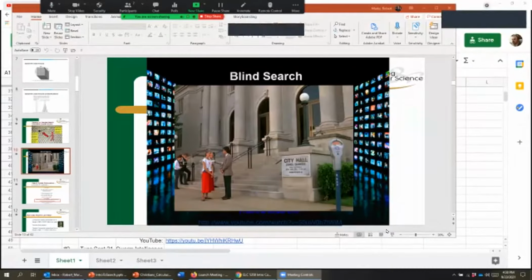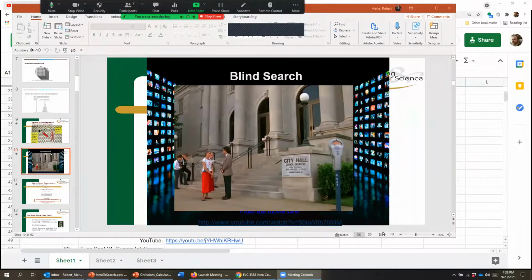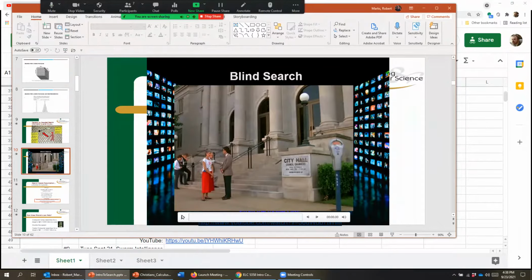Okay, with this, I'm going to play you a clip. This is an example of a blind search involving a Rubik's Cube from the movie UHF. So let's see if we play it and you can hear it.